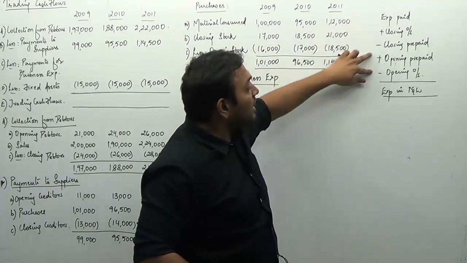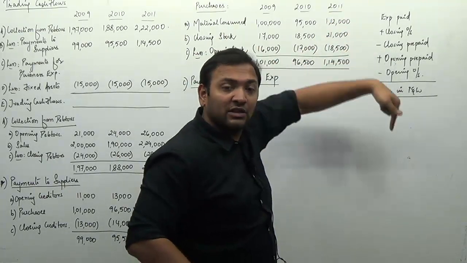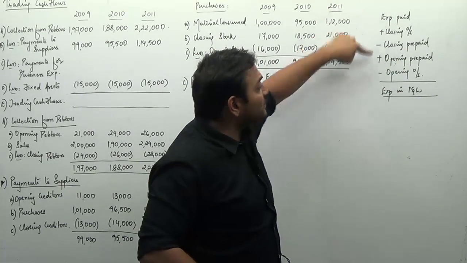So closing prepaid. Add opening prepaid. Paid in the previous year for the current year. That is not included in expenses paid. So I'm adding it now.